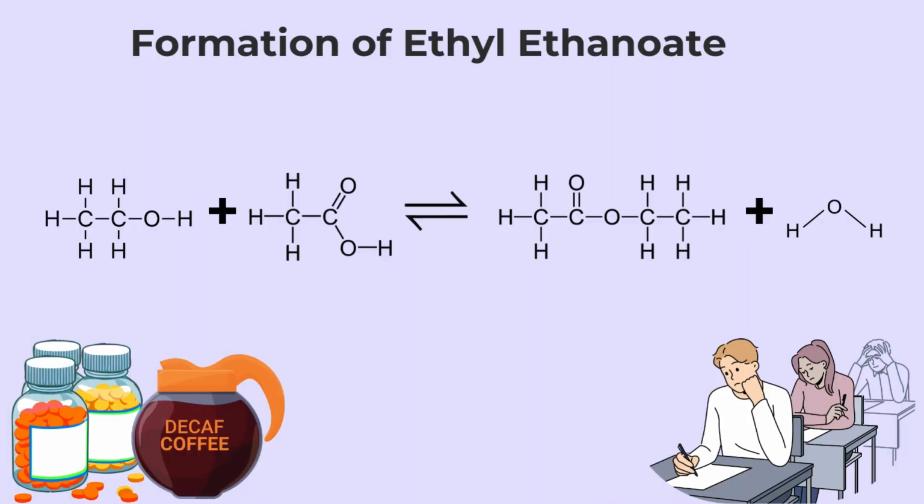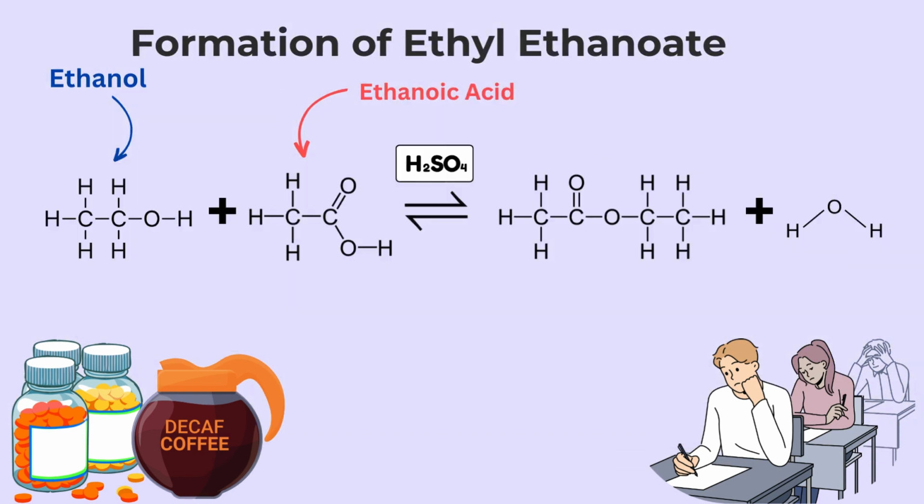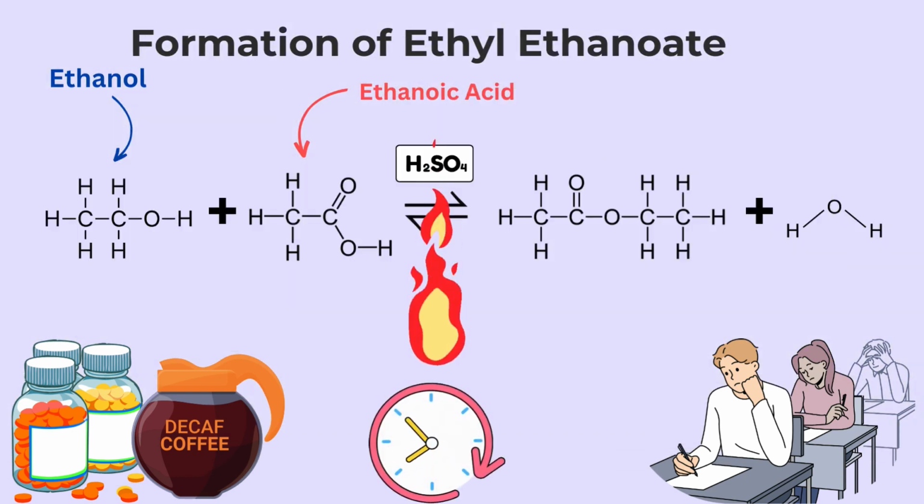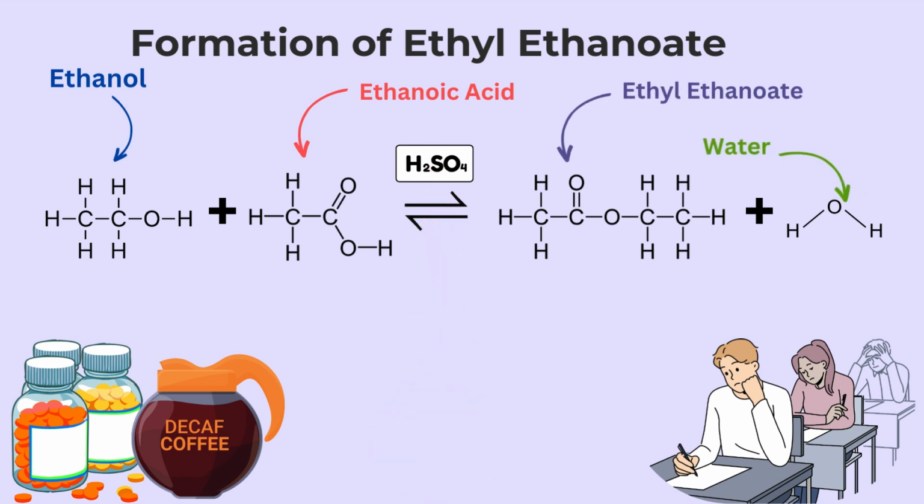Alright, let's dive into some real-world examples of esterification and get to know the esters that come out of it. Let's kick things off with good old ethanoic acid and mix it up with good old ethanol. All in the presence of our trusty companion, sulfuric acid. A dash of heat, and a bit of time, and magic happens. What you get is ethyl ethanoate, accompanied by water.